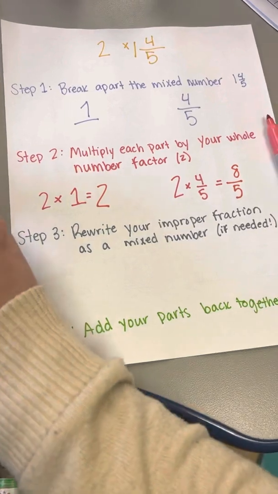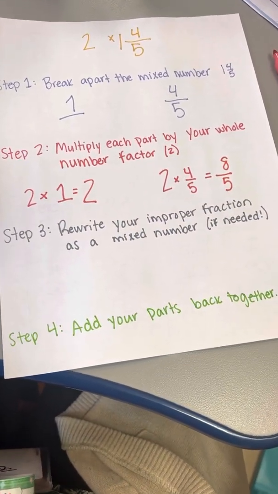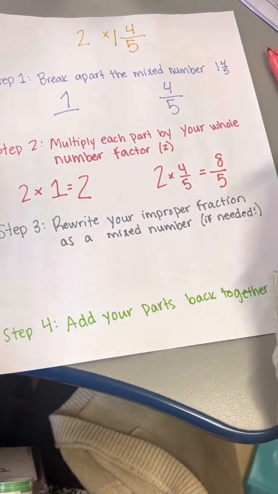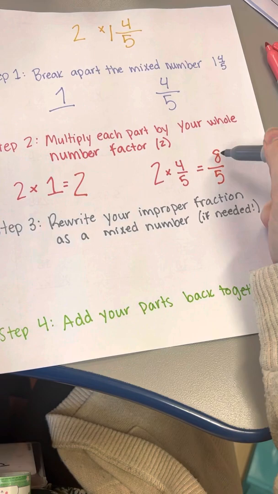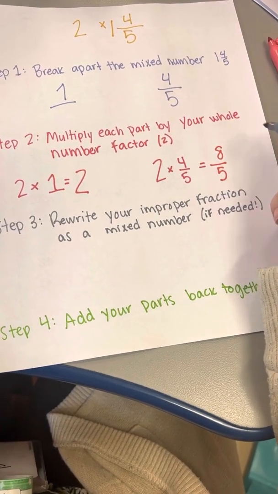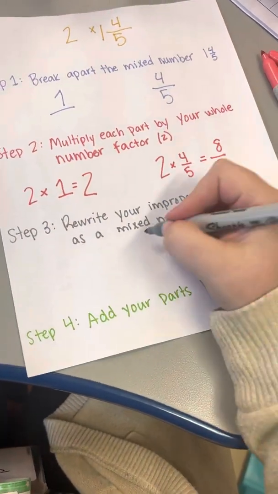Step 3, I'm going to rewrite any improper fractions as a mixed number. Now I only need to do this step if I have an improper fraction, which means that my numerator is bigger than my denominator. So I look at 8/5, I see my numerator is bigger than my denominator. That means I have an improper fraction and I need to turn it into a mixed number. So there's a couple ways that I could do this.